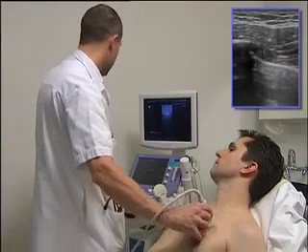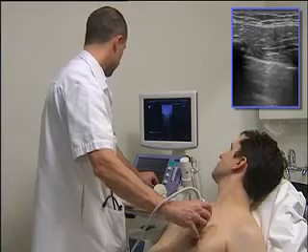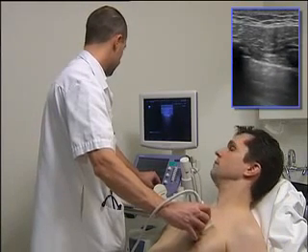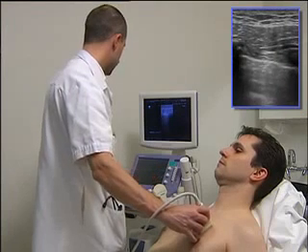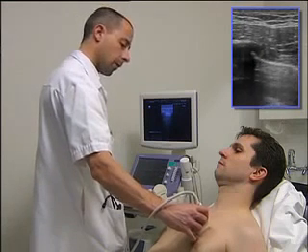Ultrasonography can be helpful in confirming the presence of pneumothorax, in locating the landmarks for catheter insertion, and in determining the depth of catheter insertion. Since local practices and equipment availability vary greatly, ultrasound-guided insertion will not be addressed in this video.